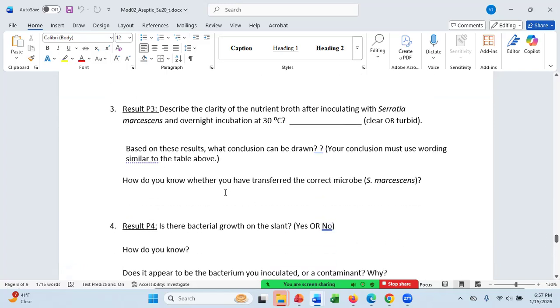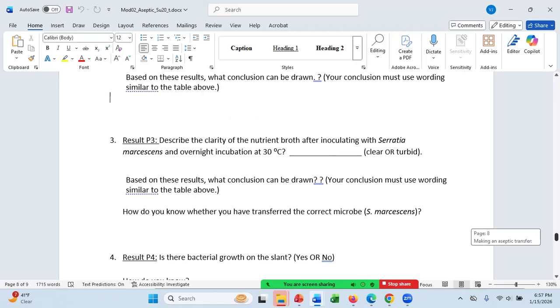All right, for 3C, how do you know whether you've transferred the correct microbes, Serratia marcescens, into the tube? There's actually an easy way to determine that, and it's because Serratia marcescens is pigmented. All right, let's go to procedure 4.